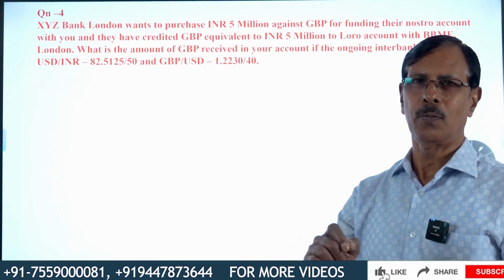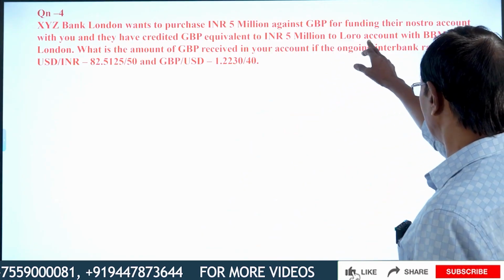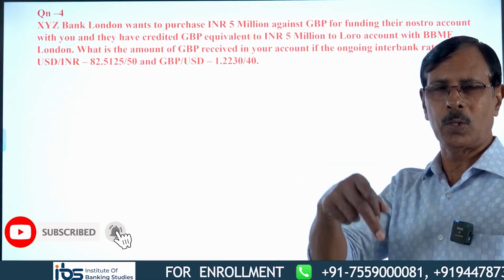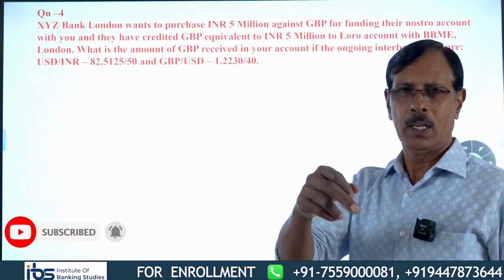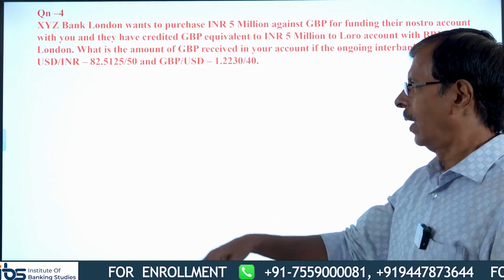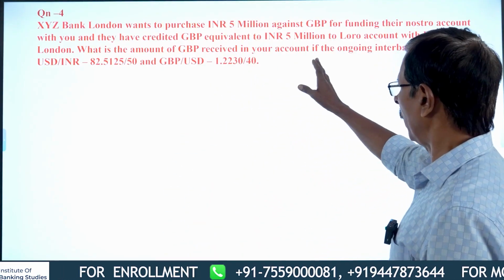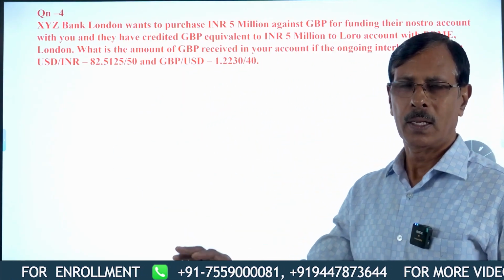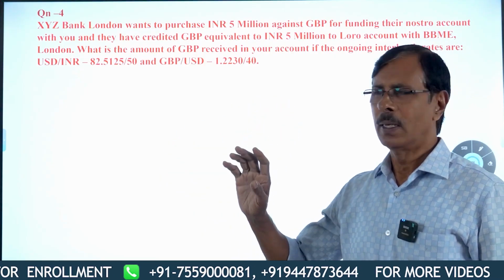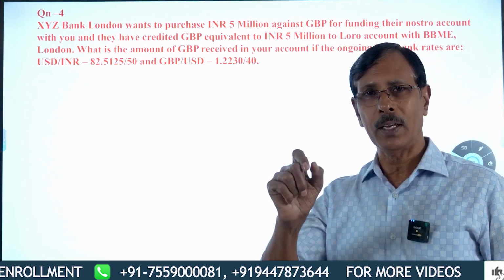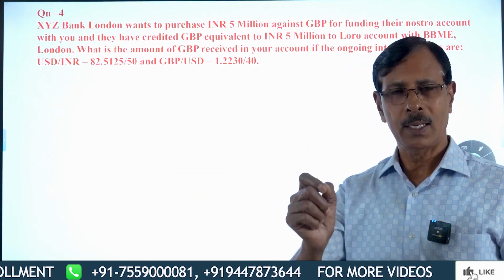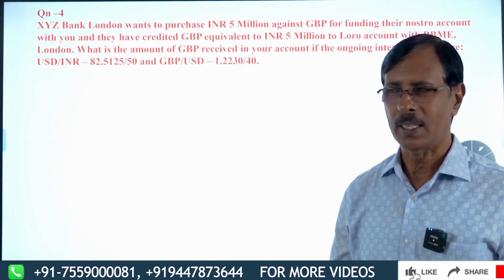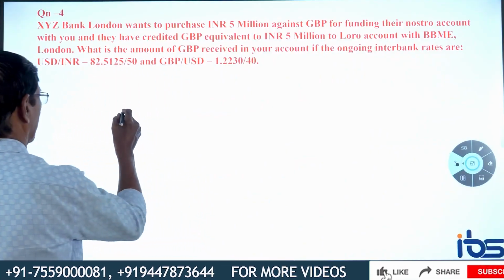This is the transaction. So what is the transaction for the bank? See, against funding their Nostro account with you. So this XYZ Bank is maintaining a Nostro account with you. That means they are maintaining an Indian rupee account with you. That is their account with you. And they have credited GBP equivalent to your account with BBME. Loro account with BBME. So that means XYZ Bank London is giving GBP to you. And XYZ Bank wanted Indian rupee. So what are you getting? You are getting GBP.